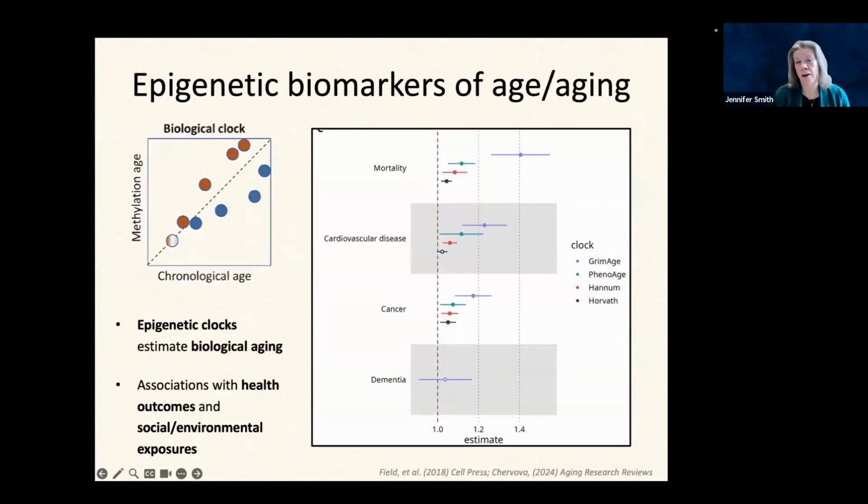We'll talk a lot about epigenetic biomarkers of age and aging, but essentially you can use epigenetic clock methods to summarize whether you think people are aging faster than you would expect chronologically or slower. And a lot of those clocks are associated with health outcomes and with social and environmental exposures, including things like mortality, cardiovascular disease, and cancer.